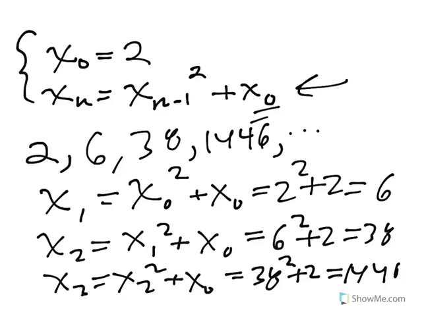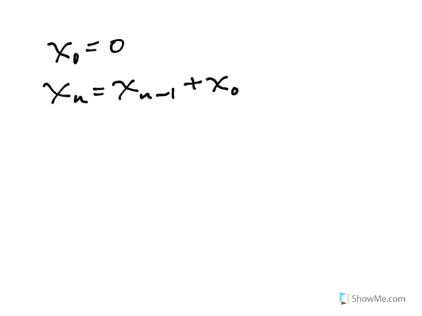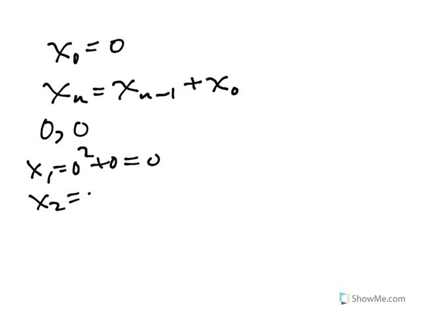So if I use 2 as my x0 value, it gets really large. And if I use a number bigger than 2, it's going to get even larger. But if I use something less than 2, for instance, what if I make 0 the first number? Well, in that case, x1 is going to be 0 squared plus 0, which is still 0. And x2 is again 0 squared plus 0, which is still 0. Well, that one doesn't get very large.